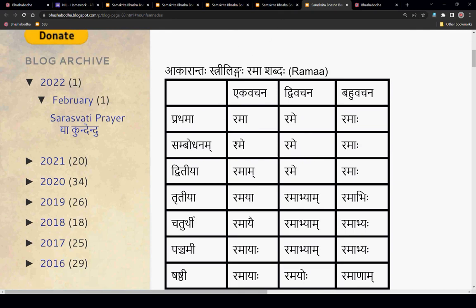Excuse me, sir. Which book can we buy for these things physically? I have only one book, Sanskrit Bodhini. Sanskrit Bodhini doesn't have all these forms. If you want to buy the forms, it is also online.